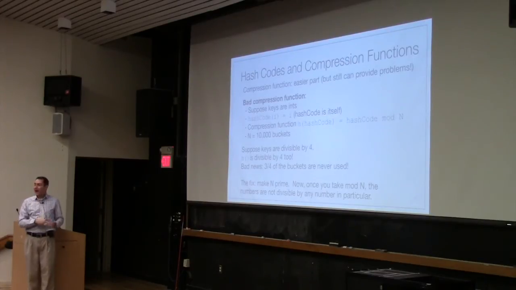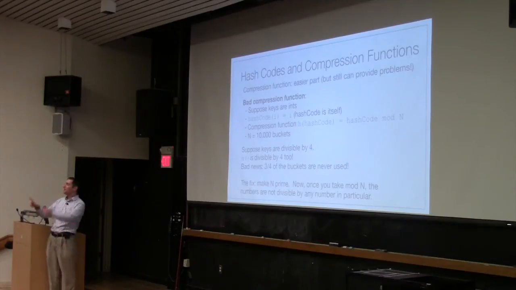You don't want that. How do you fix these things? You can make the number of buckets prime. What's interesting about prime numbers is that if you do modulus with a prime number, you end up getting a very good spread because prime numbers are not divisible by anything but themselves and one, so you're always going to get some kind of random spread in there.